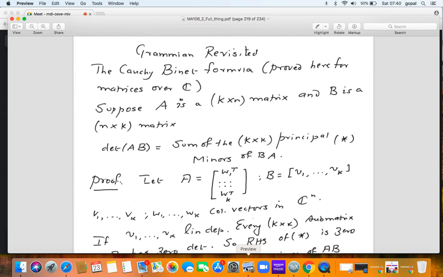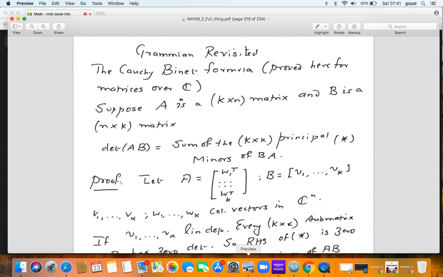So let us assume that A is a K cross N matrix and B is a N cross K matrix. Then the Cauchy-Binet formula says the determinant of AB is the sum of the K by K principal minors of BA. BA, that is, you reverse the order.